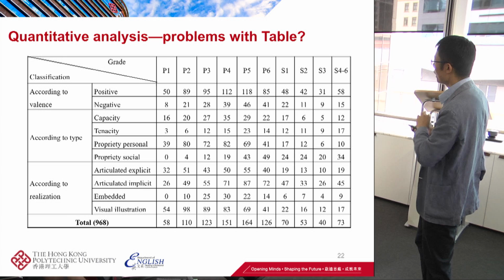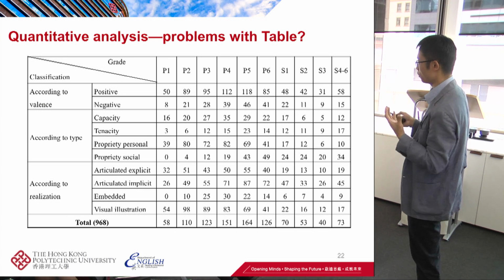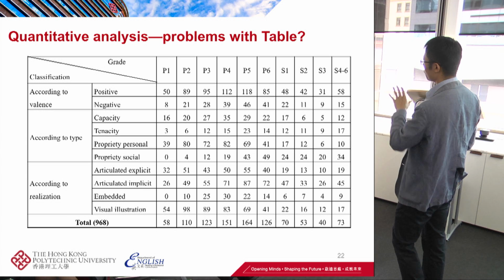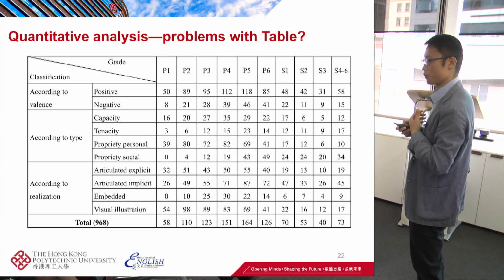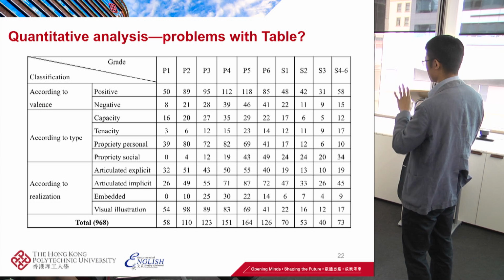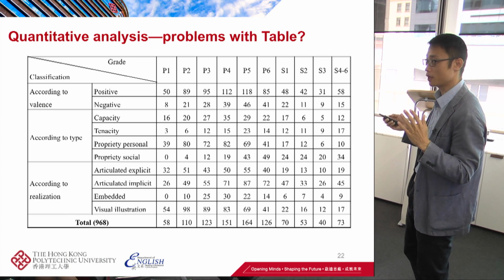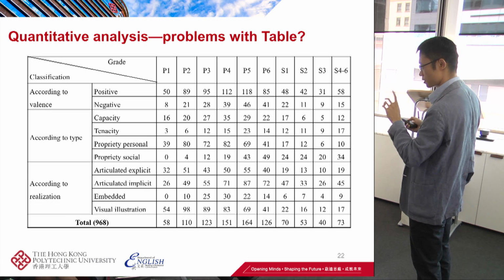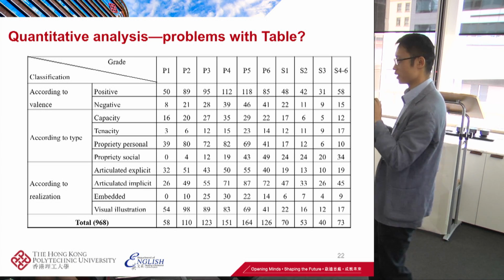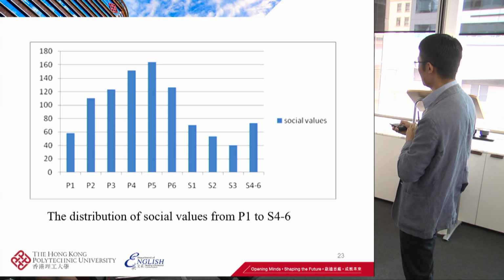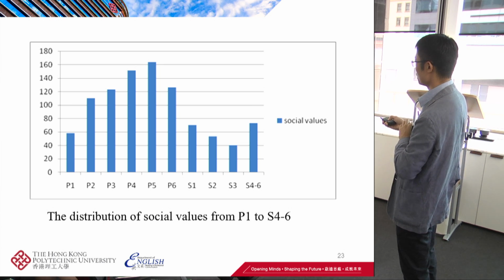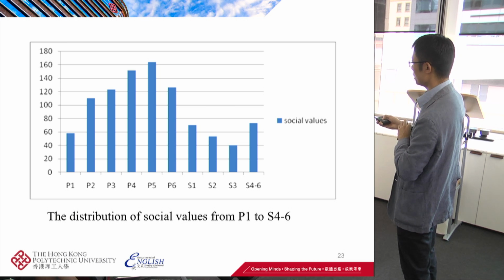After doing all this analysis, this coding according to the categories in the theoretical framework, we get this table. But then the question for me was, what is the problem with the table? The problem is that it's a lot of data and we don't really see the patterns. So what I did was use a simple method of visualization, changing tables to figures. So you see something here very clearly. For example, here the distribution of social values from P1 to secondary 6. You can see the rise, it reaches a peak, most values at P5, and then declines.